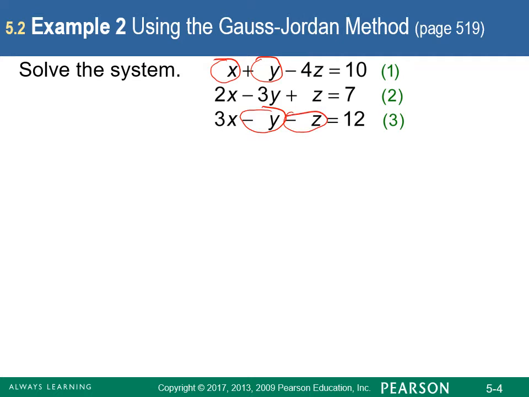In particular for these variables. So our matrix is going to look like this. The x means 1x, 1y, minus 4z, and 10. 2x, -3y, 1z, and 7. 3x, minus 1y, minus 1z, and 12. This is a 3 by 4, and we'll now enter that into our calculator.